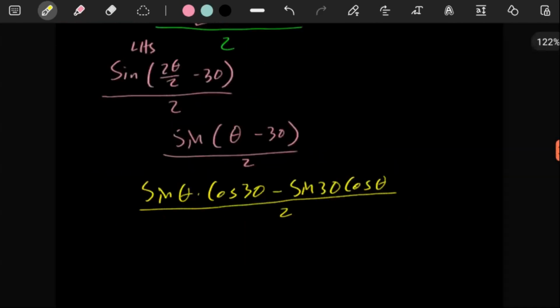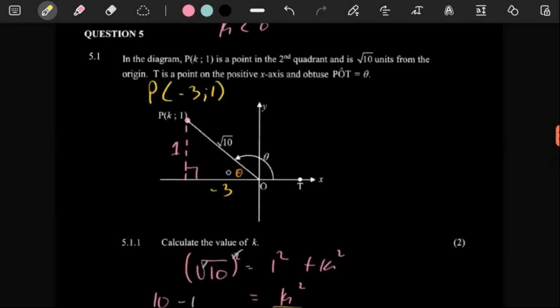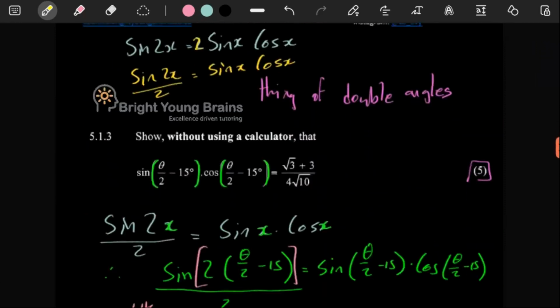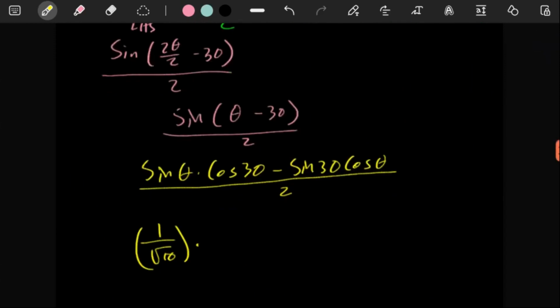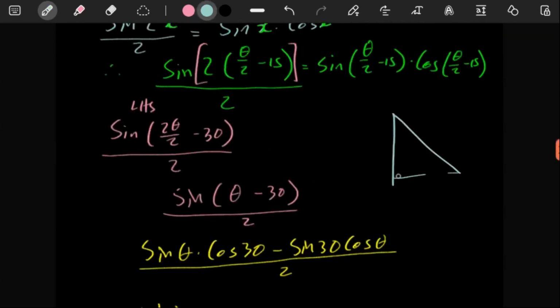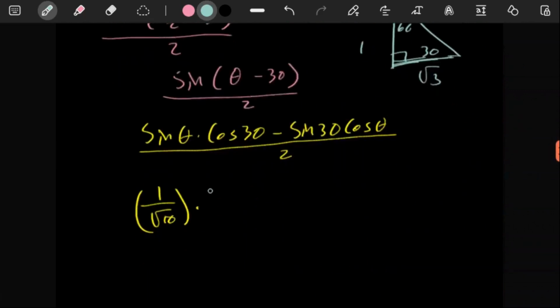Remember this whole question is 5.1.3, meaning we can still use our sketch, where sine theta is opposite over hypotenuse and cos theta is adjacent over hypotenuse. So we have those values since we need them. Sine theta is 1 over square root of 10. For cos 30, we can just use our special triangles: this is 30, then there's 1, 2, square root of 3, and 60 there. Cos 30 is adjacent over hypotenuse, so it's square root of 3 over 2.